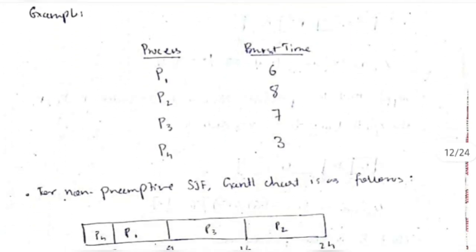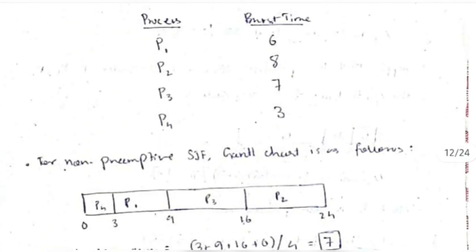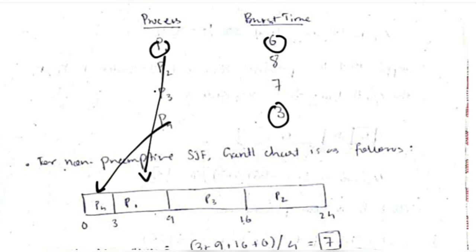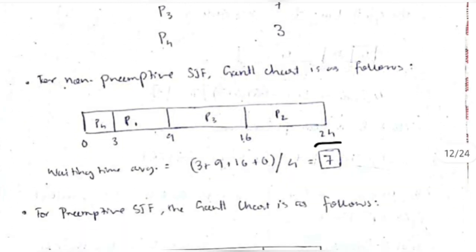See here, suppose that these are the processes taking this amount of time. For non-preemptive, see which is the least time: this is the least time, so P4 is placed first. The second least time is this one, so P1 is placed second, then the third one is P3, then P2. In this way non-preemptive SJF is executed. Calculating the average time, we get 7 milliseconds.